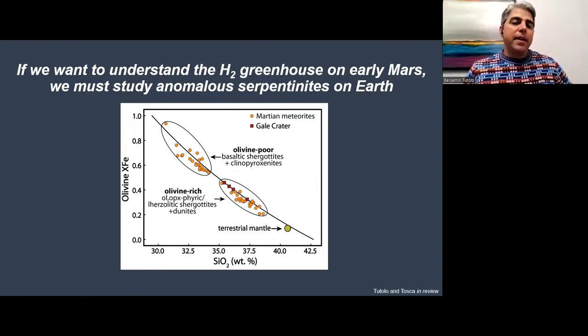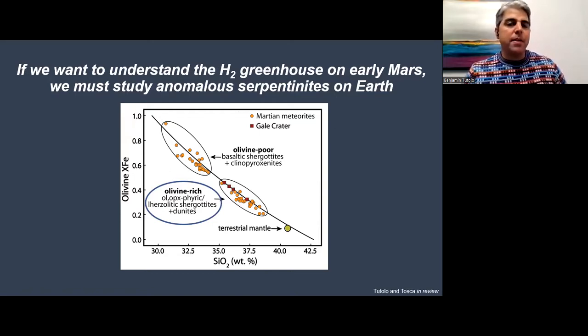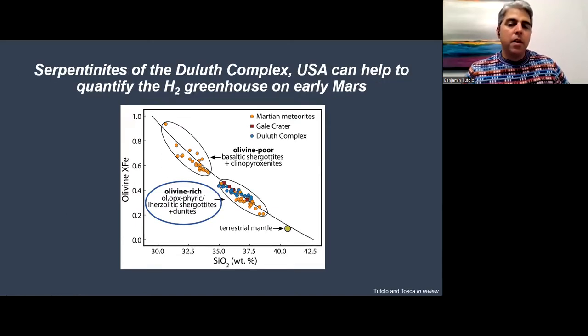So if we want to understand how hydrogen would have been generated and how a hydrogen greenhouse might have operated on early Mars, we must study anomalous serpentinites on Earth. We must study rocks that look like these olivine-rich shergottites and dunites. Fortunately, the Duluth complex has olivines that plot right overlapping with the Gale Crater olivines.